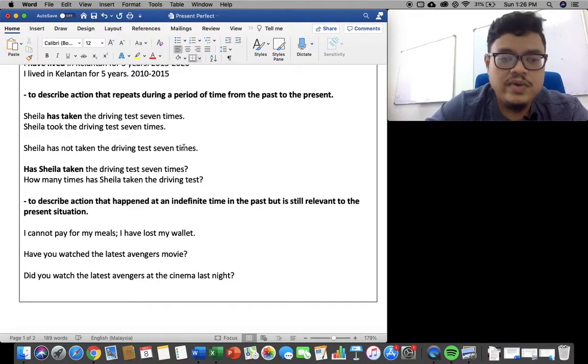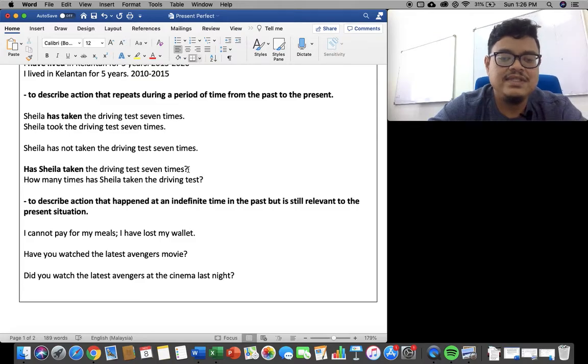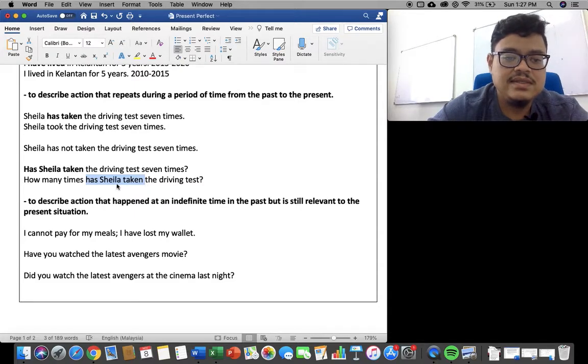And how do you form the question form? You put has to the front. Has Sheila taken the driving test 7 times? So has you put to the front, then taken. The subject is wedged in between the two verbs. And if you want to write the W-H question, how many times has Sheila taken the driving test? Has Sheila taken the driving test? So you see, it's the same.